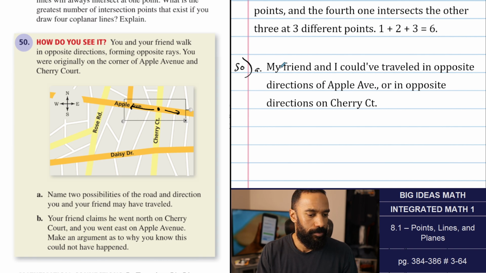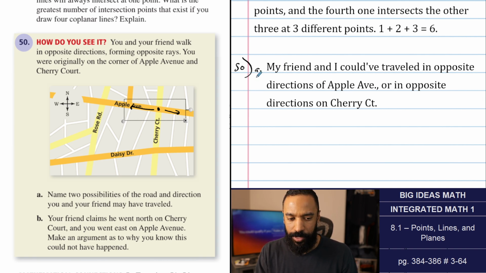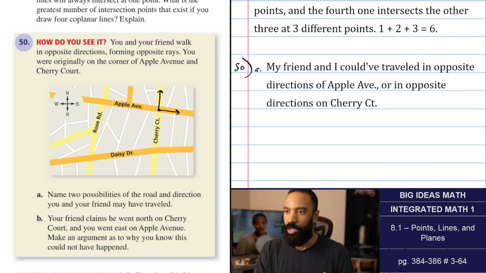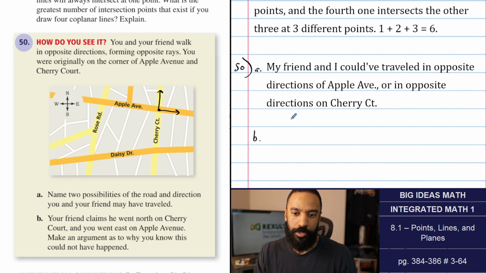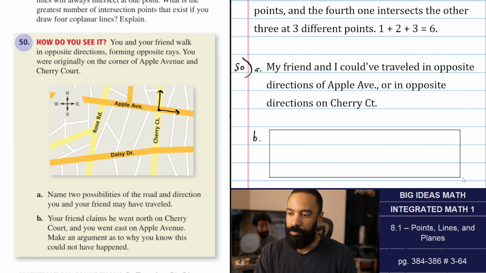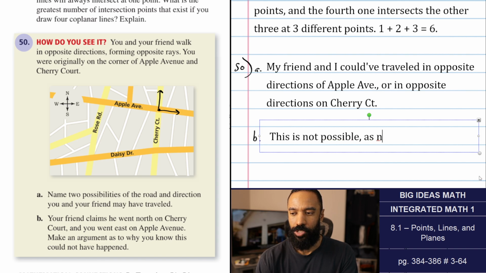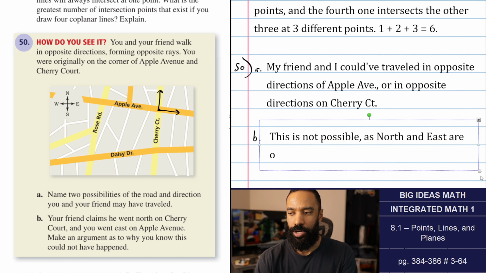Part B. You and your friend claim he went north on Cherry Court and you went east on Apple Avenue. Did he claim I did, or did I do that? Make an argument as to why you know this could not have happened, because they're not opposite rays. North and east are not opposite directions. This is not possible, as north and east are not opposite directions.